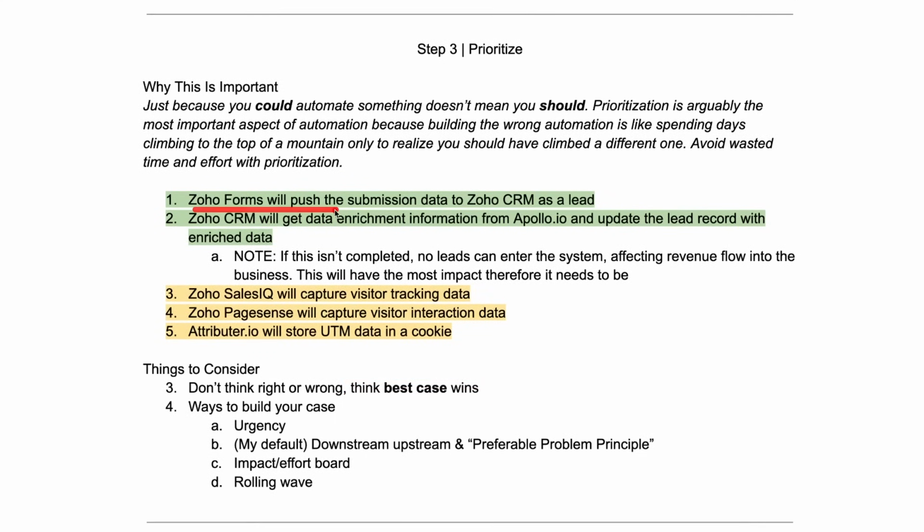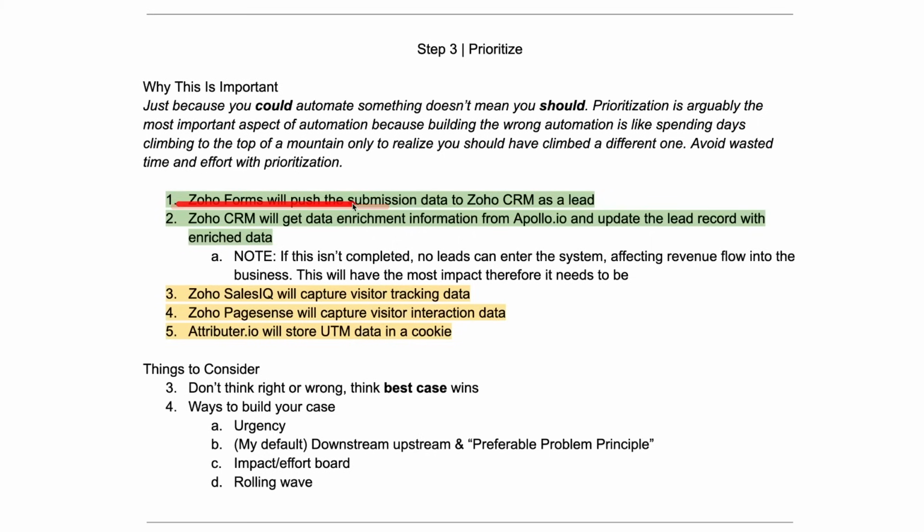So let's take Zoho Forms, for example. We can go without Sales IQ capturing visitor information, PageSense capturing visitor interaction data, and Attributor.io getting UTM data. This is important, but it's far less important than if someone can actually submit a form that goes into Zoho CRM as a lead. If we don't have this, we can't support any revenue coming into the organization.